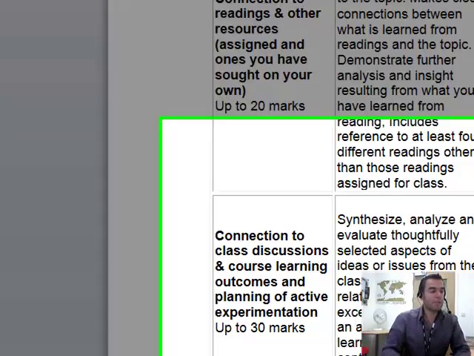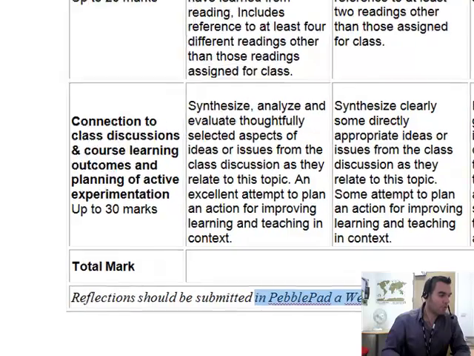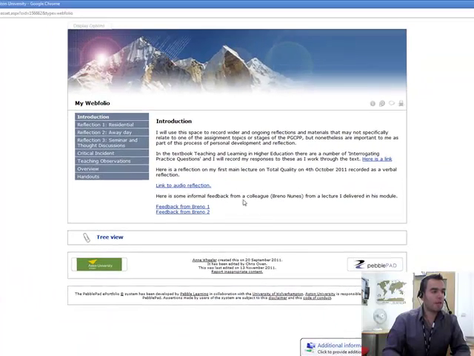So everything actually is being collected as an evidence-based portfolio, and we submit it in a webfolio format in our own institutional tool, which is PebblePad. So I'll show you here an example of a developer portfolio which I have permission to show. So this is how a portfolio would look like.